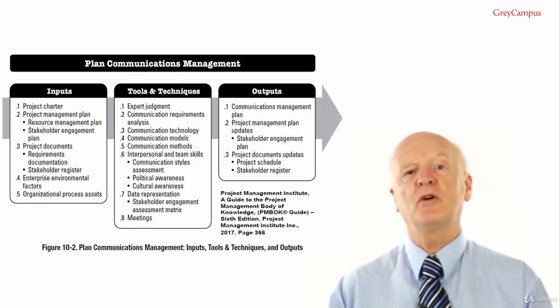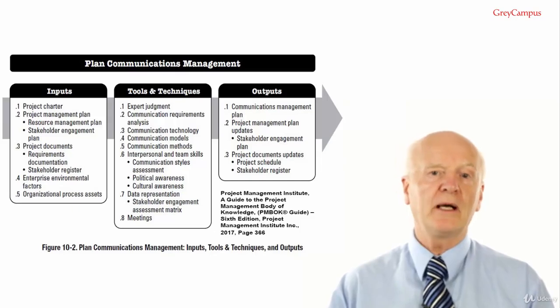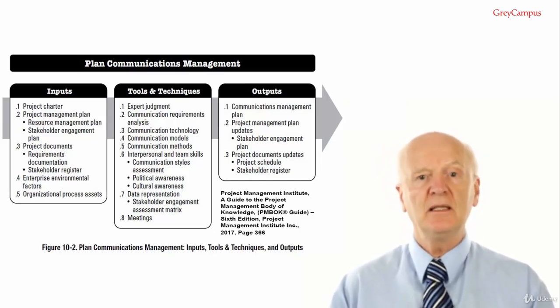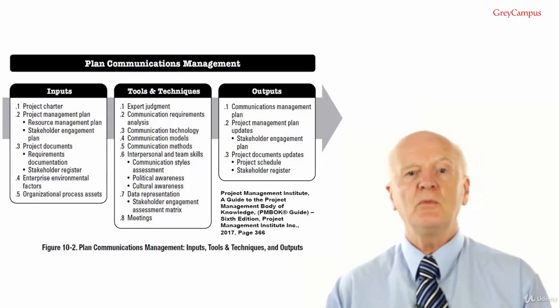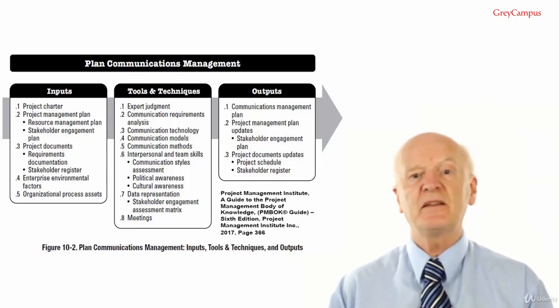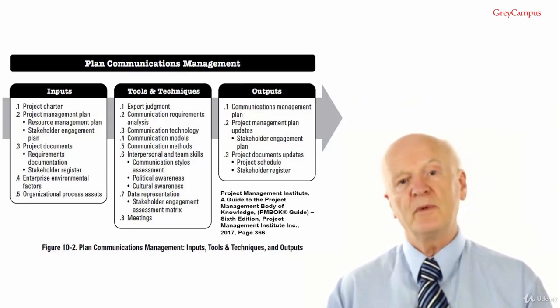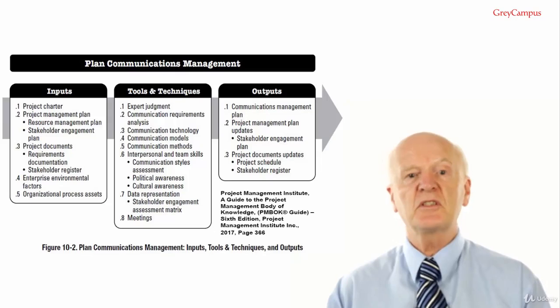Input number 3, work performance reports. Please remember the work performance refers to how well or how badly the project is progressing. It is not concerned with how well individuals are performing on the team. In this process, we will use a communications management plan to circulate the information to the appropriate stakeholders. What information is in work performance reports?